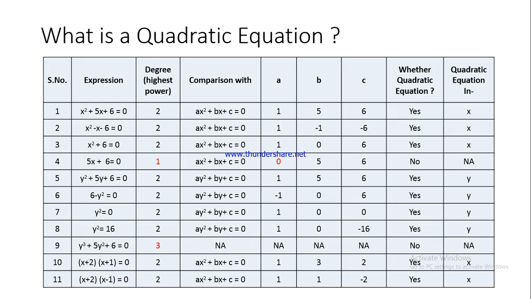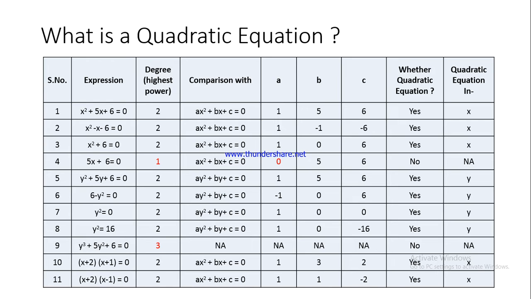As far as the ninth expression is concerned, the highest power is 3, y cube, which means that it cannot be a quadratic equation, it can be a cubic equation. A cubic equation is one in which the highest degree is 3, in which the highest power is 3. Degree is the highest power. So basically a linear equation is one in which the degree is 1, a quadratic equation has a degree 2, and a cubic equation has a degree 3.